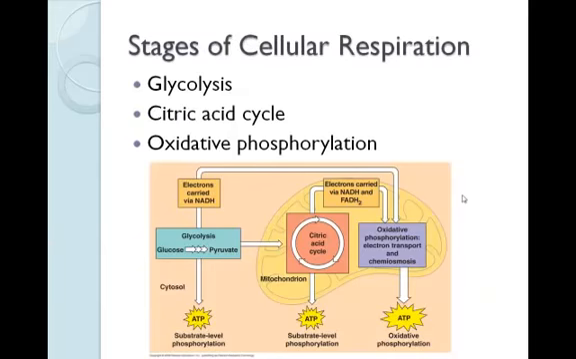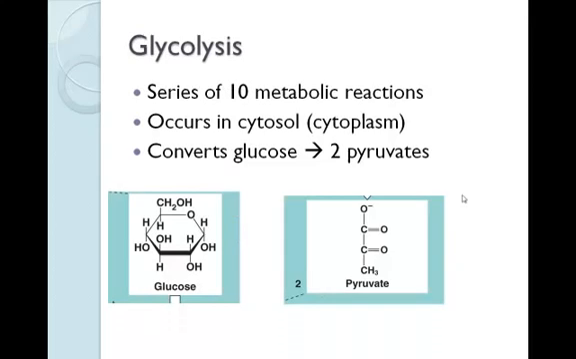We can divide cellular respiration into three stages: glycolysis, the citric acid cycle, and oxidative phosphorylation. Remember the locations for these events. Glycolysis is in the cytoplasm, while the citric acid cycle and oxidative phosphorylation occur in the mitochondrion. Let's start with glycolysis. Glycolysis consists of 10 enzyme-catalyzed steps. It occurs in the cytoplasm of all cells, and it converts one glucose to two pyruvate molecules.